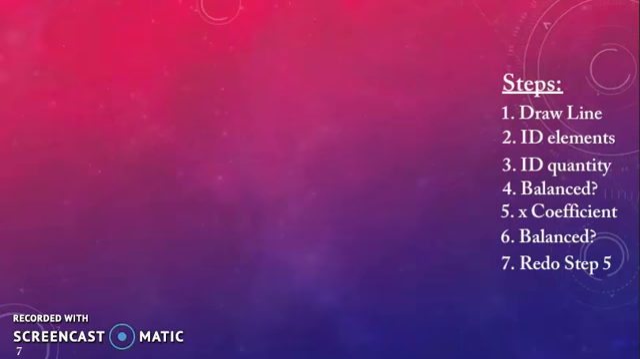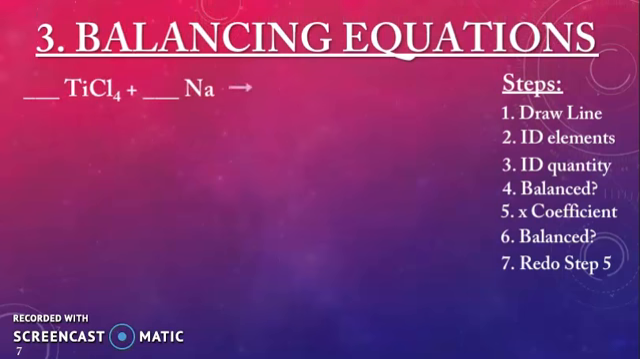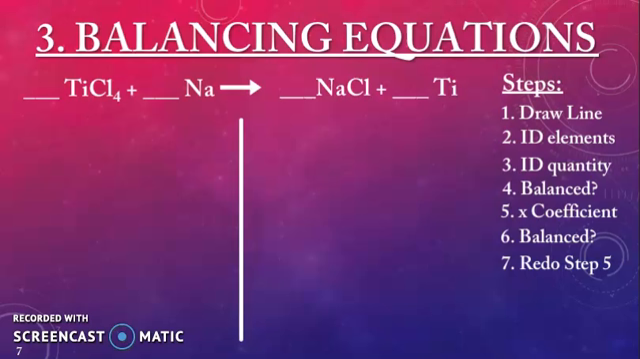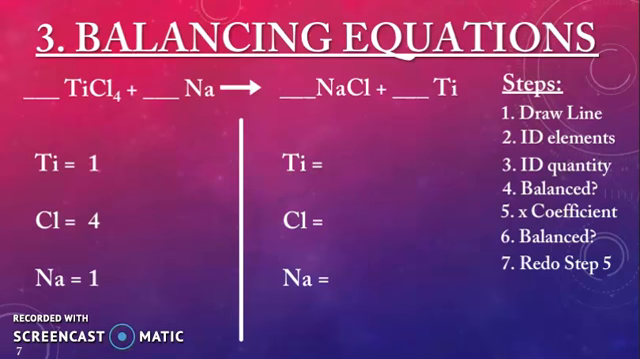Let's look at number 3 now. All right, so this time I have titanium 4 chloride and sodium, and I'm going to react and get sodium chloride and titanium. This is going to be a single replacement reaction. So I have 3 elements, titanium, chloride, and sodium. I'm putting them on both sides. I'm counting up my elements, so I have titanium is 1, chlorine is 4, sodium is 1. On the product side, I have titanium of 1, chlorine 1, and sodium of 1.